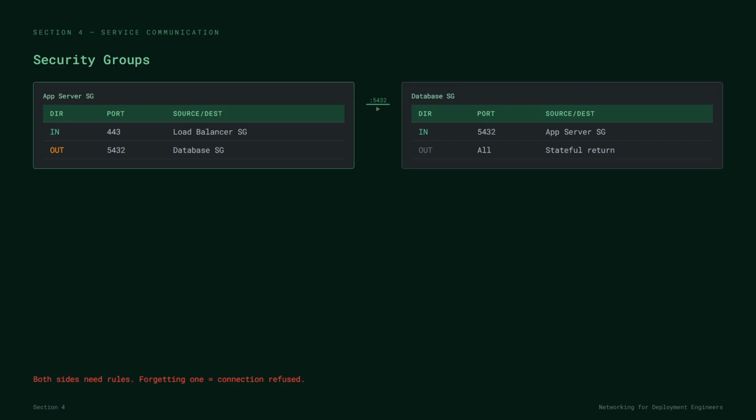Here's the key behavior. Security groups are stateful. Stateful means if you allow inbound traffic on port 443, the response is automatically allowed back out. You don't have to write a separate outbound rule for the return traffic. The security group tracks the connection state and handles it.